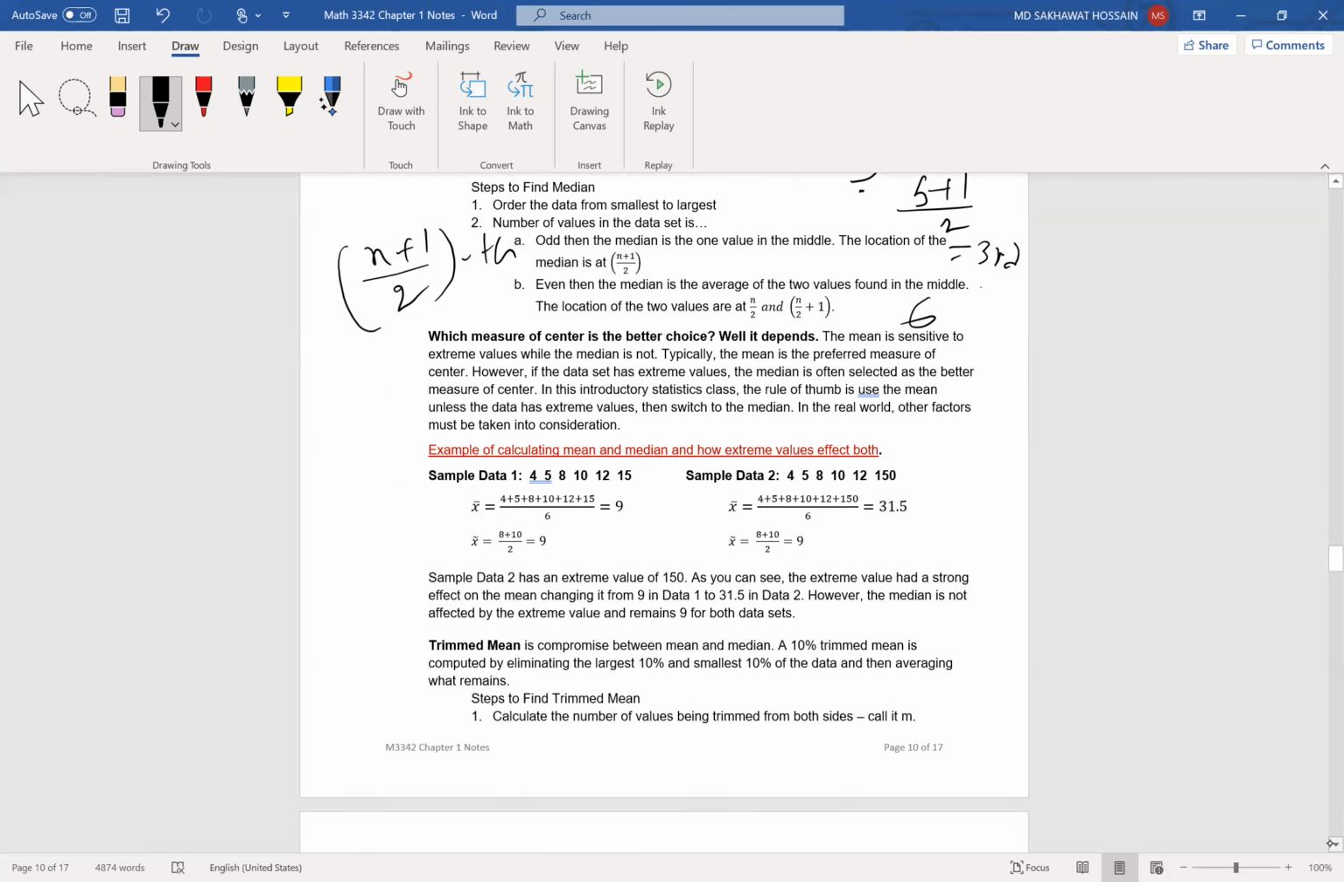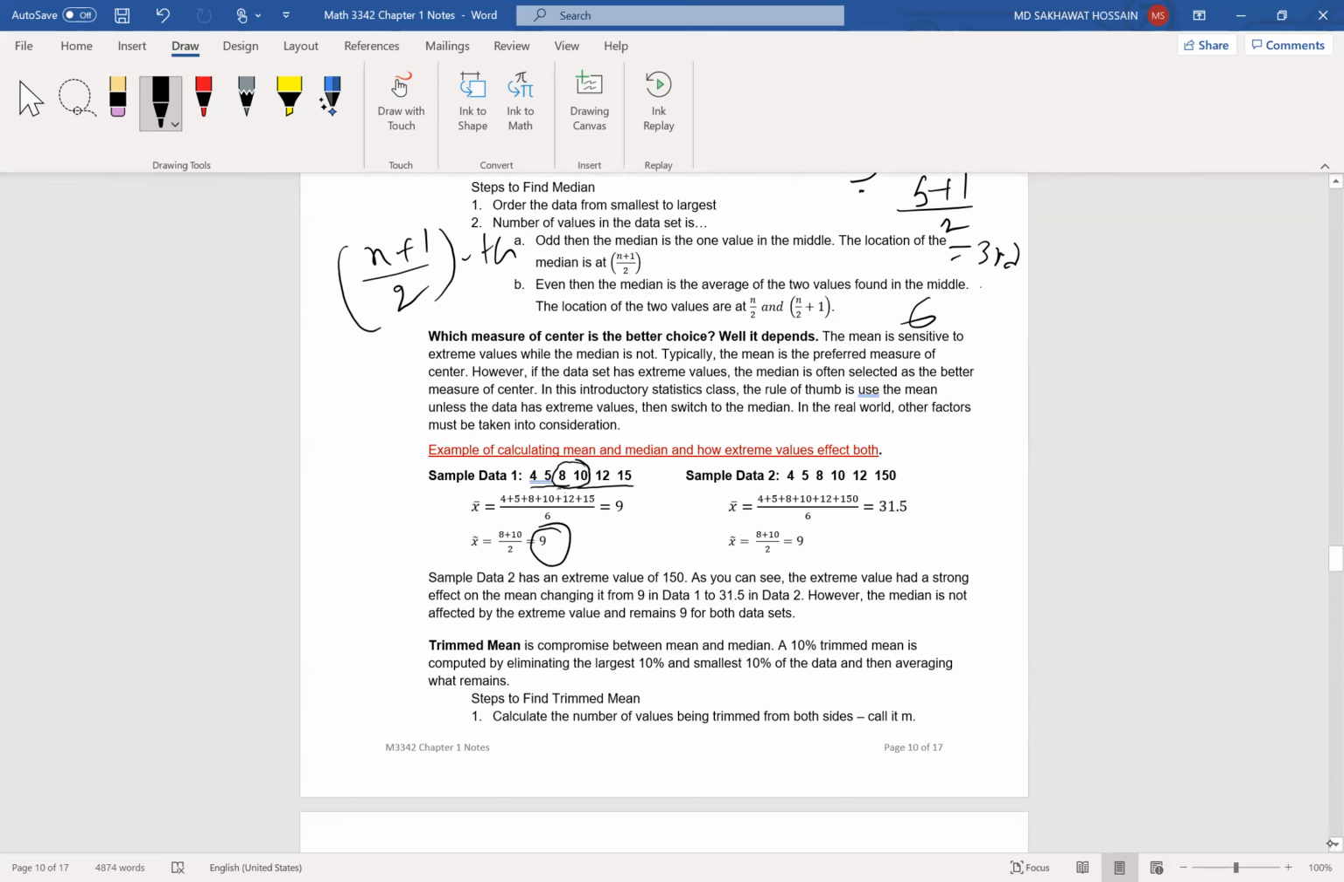In the first one, we have 6 numbers, right? That means it is an even number. If you look at the middle, we have 2 numbers in the middle, right? So you have to take the average of these 2 numbers to find the sample median. So what is the median in this case? 8 plus 10, so it will be 18 divided by 2. So the median is 9. Here you can see the median is 9.